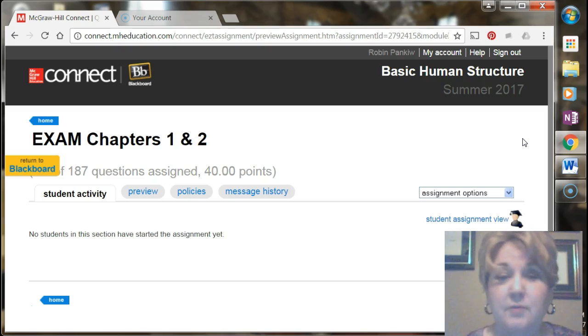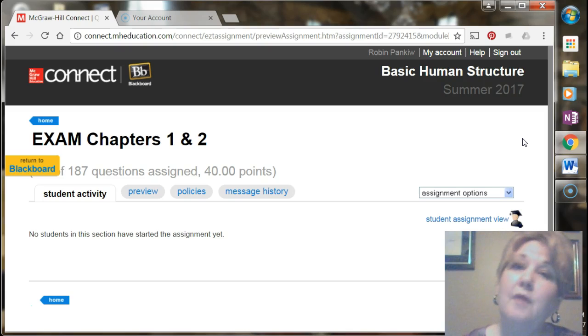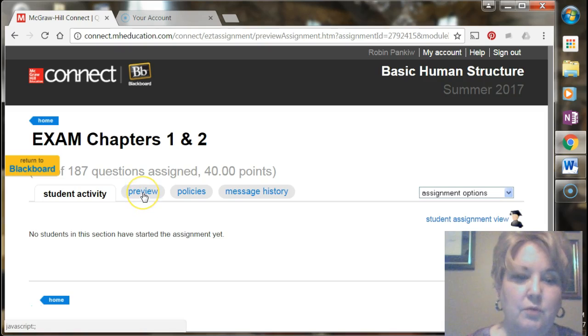If this is the first time you've gotten into Connect, you're going to have to either register with the registration code that you purchased, or you will have to sign up for the free 2-week trial. If it's getting very close to the end of the 2 weeks, you may not be able to do that, so be prepared with your access code or the credit card in order to purchase. I believe it's around $80. I'm not exactly sure what the cost is, but it's roughly that. So I'm going to show you what it would look like.